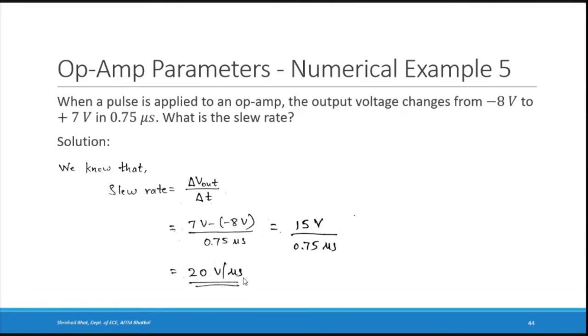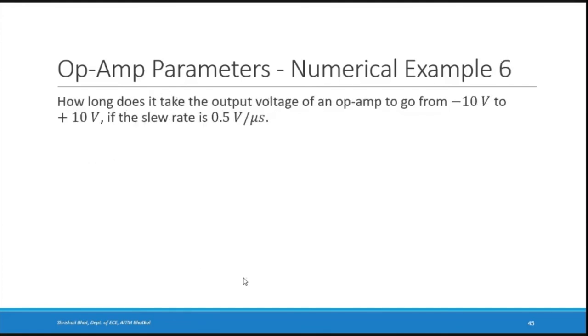Let us take another example on slew rate. Here the slew rate is given and you are asked how long it takes for the output voltage of an op-amp to go from minus 10 volts to plus 10 volts if the slew rate is 0.5 volts per microsecond. So the output voltage changes from minus 10 to plus 10, the slew rate is 0.5, and you are asked how long it takes. That means you are asked the time taken.